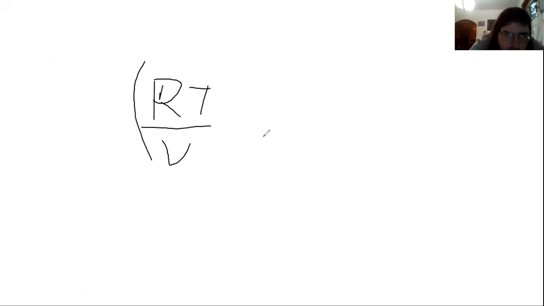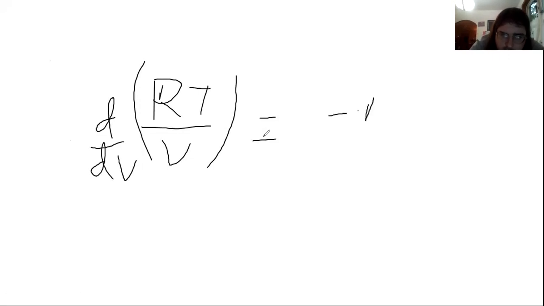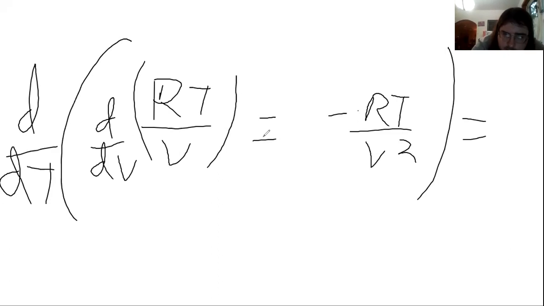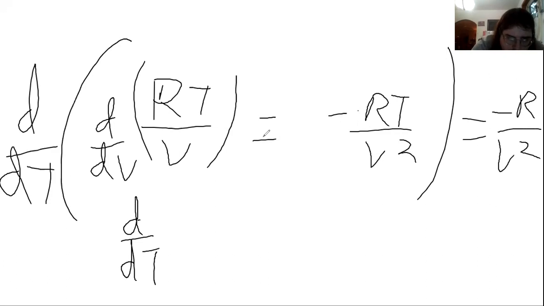So we said P is RT over V. If I do d over dV first, that would give us negative RT over V squared. And then if I take that whole thing over dT, the T drops out, so you have negative R over V squared. The other way, d over dT of RT over V, the T drops out, and you have R over V.